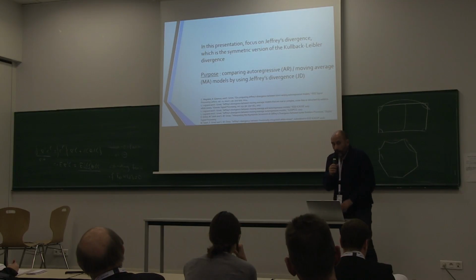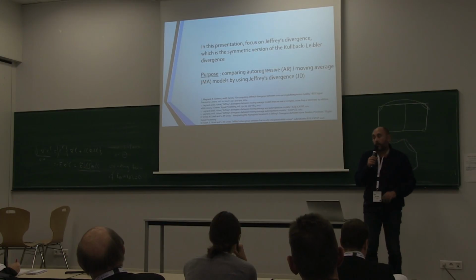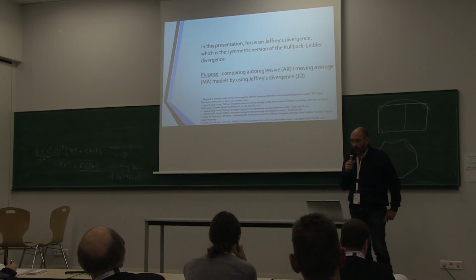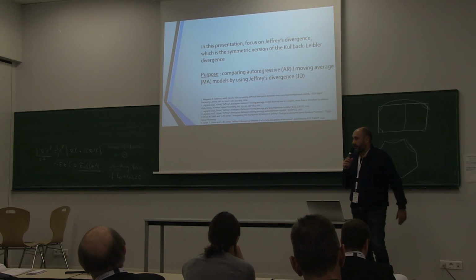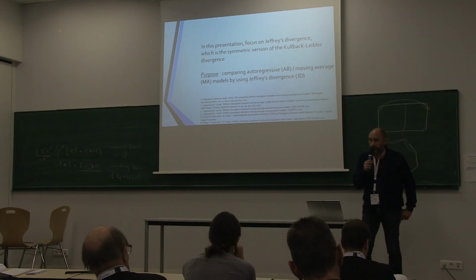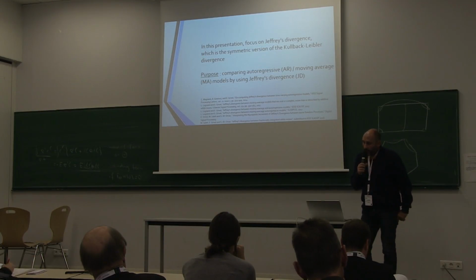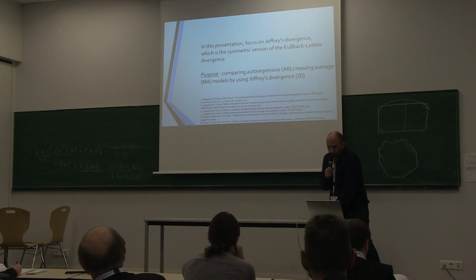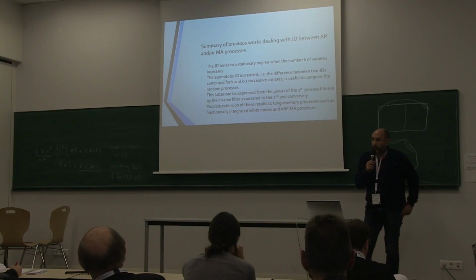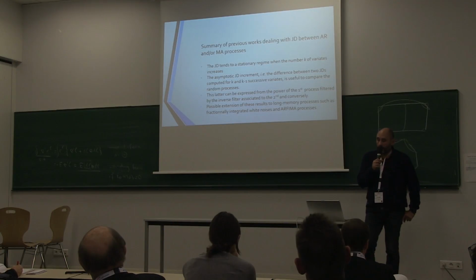And in this presentation, we are going to focus our attention on Jeffreys divergence, which is the symmetric version of the Kullback-Leibler divergence. And in fact, our purpose is to compare random processes such as autoregressive or moving average processes by using Jeffreys divergence. We did several studies on it for the last years, and here is the summary of the previous works we did on it.